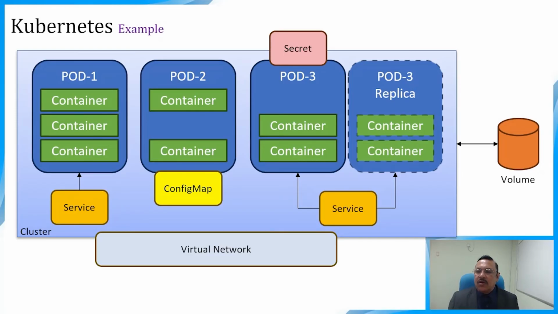So, a secret is an object that contains a small amount of sensitive data such as a password, token, or key. Such information might otherwise be put in a pod specification or in a container image. Using a secret means that you do not need to include confidential data in your application code. Because secrets can be created independently of the pods that use them, there is less risk of the secret being exposed during the workflow of creating, viewing and editing pods.